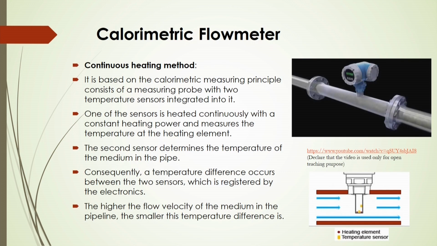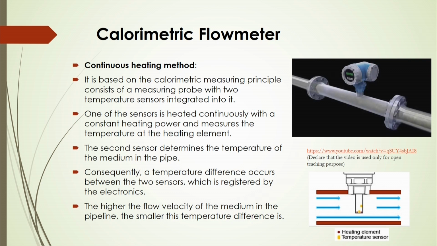So, let us consider the basic principles of the calorimetric flow meter. This is one of the important flow measuring devices. It is based on the calorimetric measuring principle, and in this case it consists of a measuring probe with two temperature sensors integrated into the device. One of the sensors is heated continuously with a constant heating power, and it measures the temperature at the heating element.